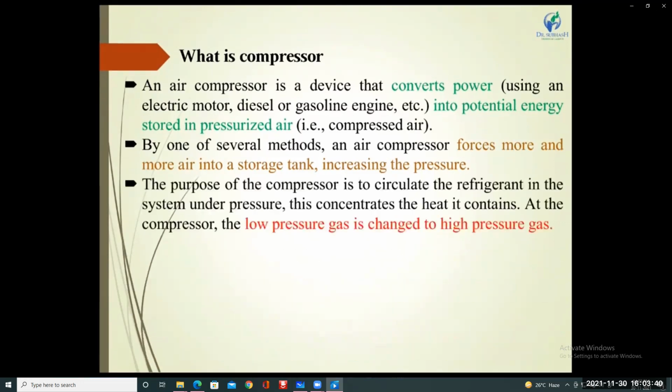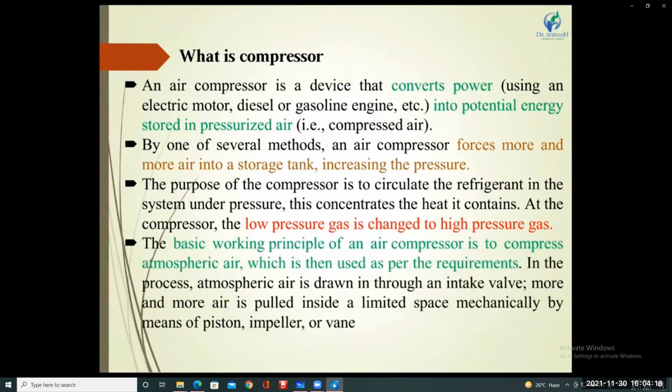The purpose of this compressor is to circulate the refrigerant in the system under pressure. This concentrates the heat contained. At the compressor, low pressure gas is changed to high pressure gas. Means the compressor works with a suction side and a discharge side. At the suction side, very low pressure gas comes from the evaporator, and after the compression process it gives higher pressurized gas, so the refrigeration cycle works with continuous flow in the system.